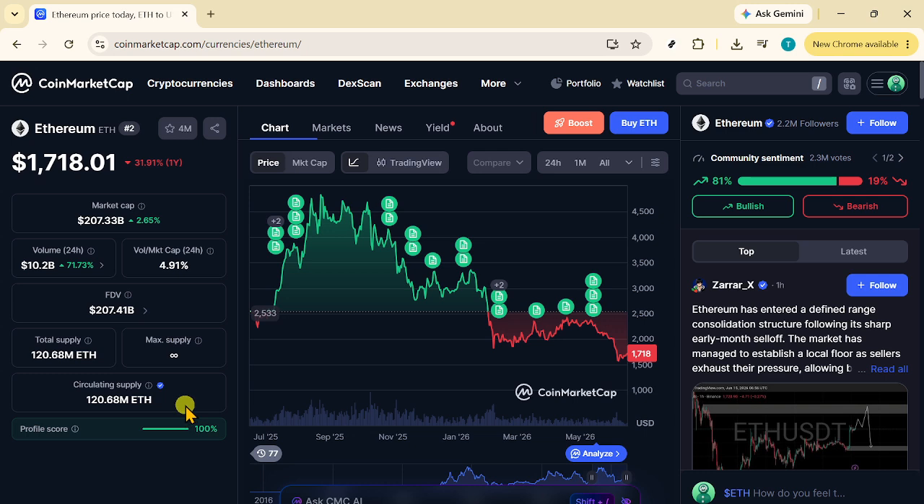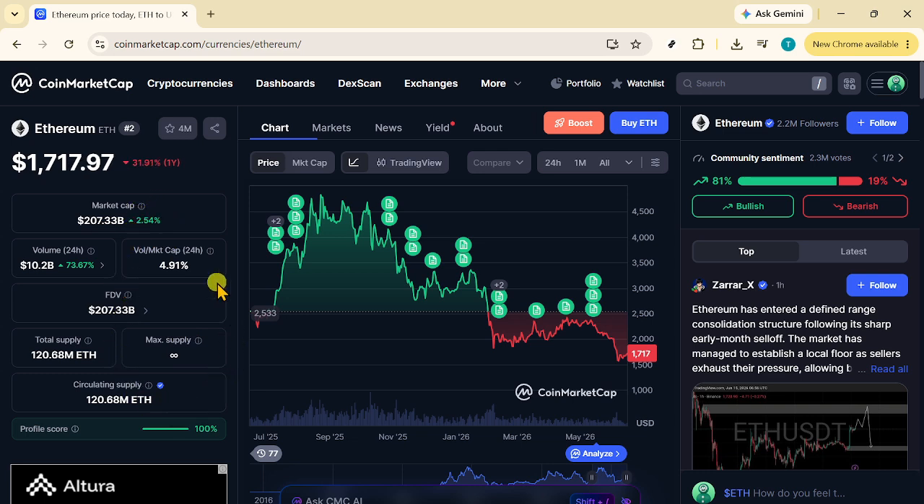Here, you'll find some of the most important high-level metrics, including its rank, market capitalization, and trading volume. The rank shows how the asset compares to other cryptocurrencies by market size. Market cap gives you a sense of the project's overall value in the market, while trading volume helps show how actively it is being bought and sold. These figures can give you a quick snapshot of how large and how liquid the asset is.